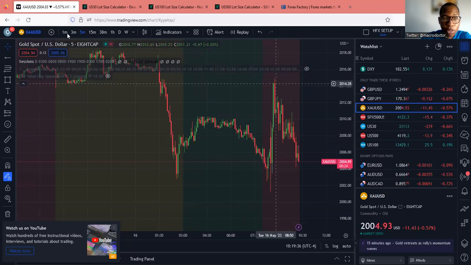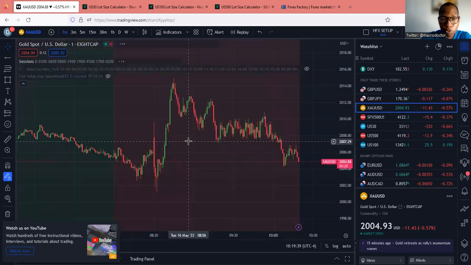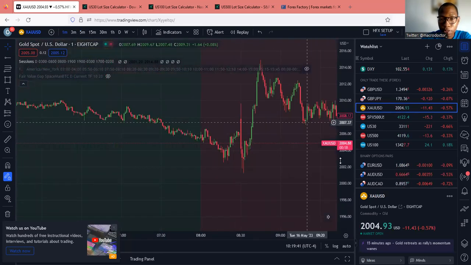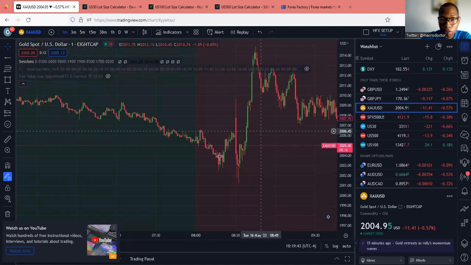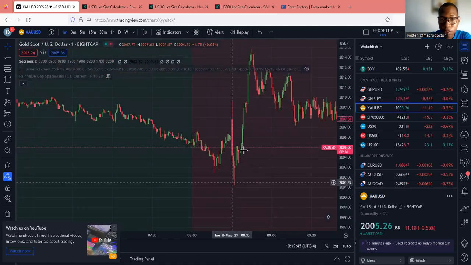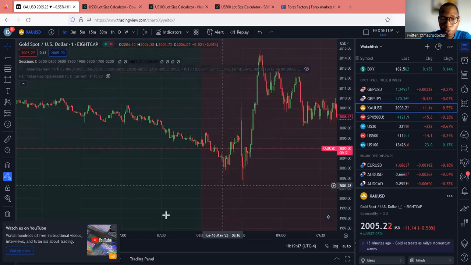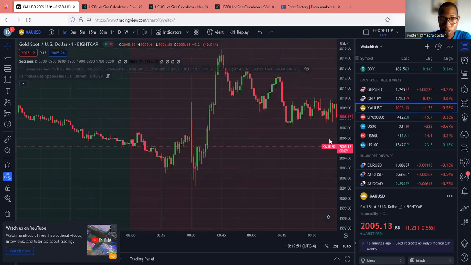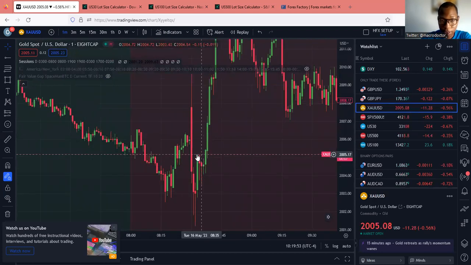Okay, let me go to the 1 minute, it's much clearer there, so I can show you guys. Excellent. So this is what price did here. It came, took out that low again. If I was entering off of the 1 minute, this would be a break of structure for me. You see this high here, I would have entered here.